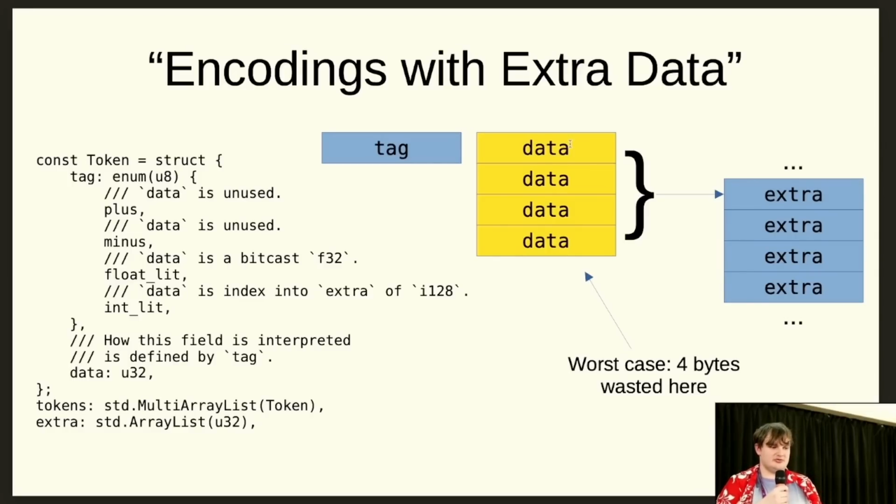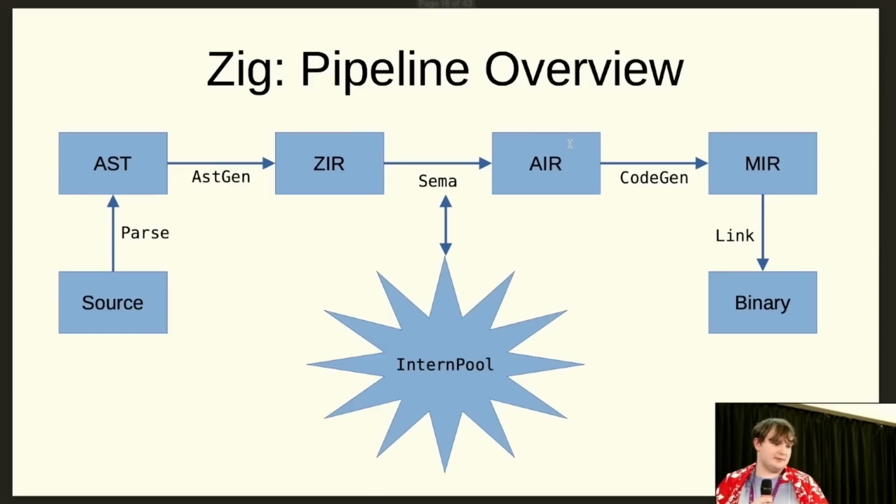If you have a float literal, in this toy example, those are F32s. Well, that's 32 bits. We can put that straight in the data just by reinterpreting the memory. If it's an integer, we want 128 bits, and we don't have that available. So that's when we're going to put stuff into extra. So in this case, you would want 16 bytes in extra. So you're going to want 4 elements in extra, because remember, they're 32 bits. So our worst case scenario here is wasting 4 bytes, which is a lot better than before when we potentially waste 23.